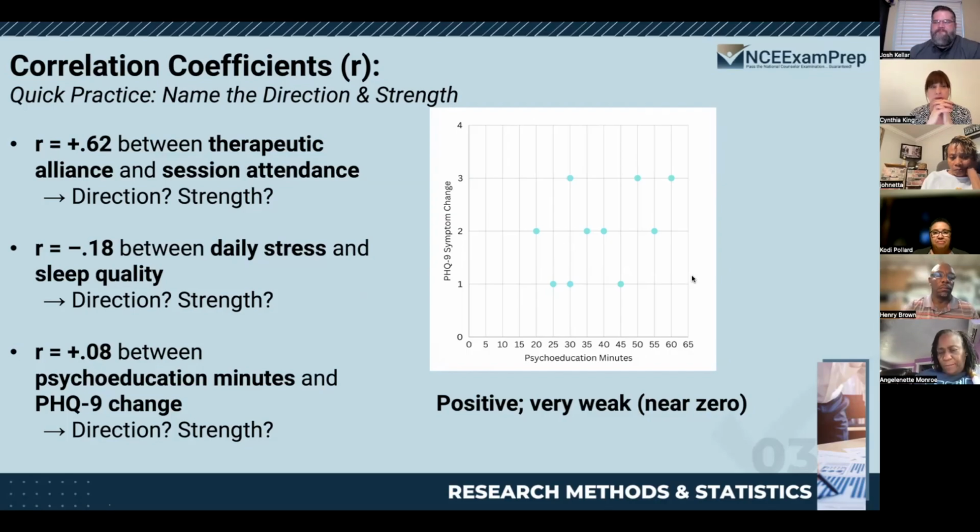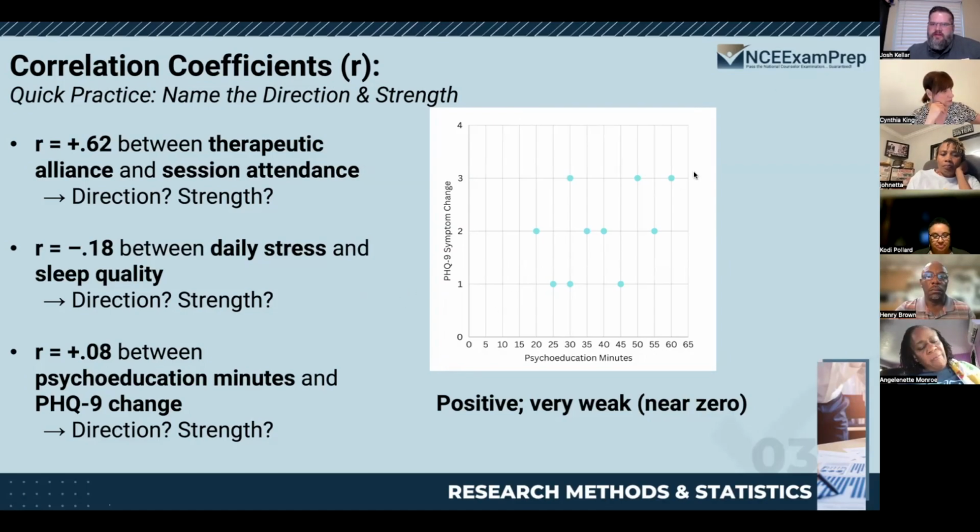So is this like a cloud? It's similar to a cloud, right? Because could we draw a line and say that these dots are close to a straight line in any direction? No.